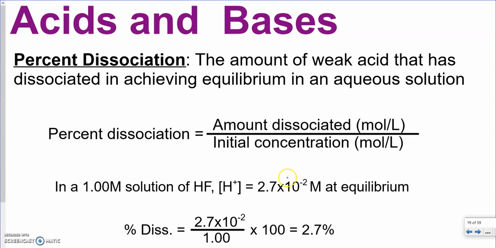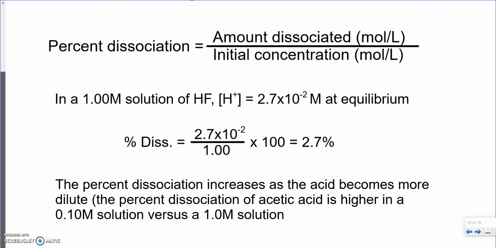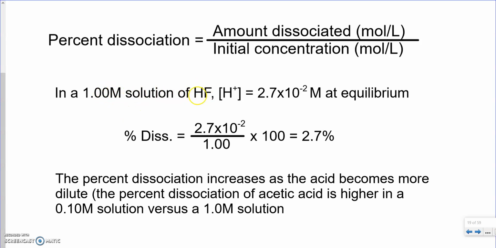Like any percentage, a percentage is a part out of a whole. In this case, percent dissociation is the amount dissociated, meaning how much actually separates, versus the initial concentration of the species. So if we go through and look at this, a 1 molar solution of HF is going to produce 2.7 times 10 to the negative second molar of hydronium or fluoride ions. In technicality, we just have to look at one to figure out how much of it actually dissociates, because it is a 1-to-1 ratio, thankfully. So percent dissociation is our part, how much dissociates, over our whole original concentration, times 100.